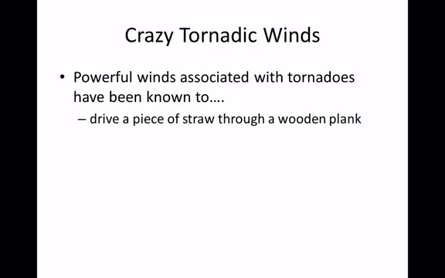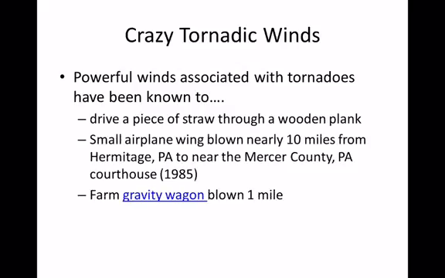Let's see. So, of course, you've heard about kind of those strange winds associated with a tornado. It's almost like they do magic. Like, for instance, they can take something weak like a piece of straw and drive it through a piece of wood, which otherwise would not happen. Like, oh my gosh. They can relocate things quite a distance. I had to look up what a gravity wagon is, so maybe you guys already know, but it's just like a little piece of farm equipment picked up and relocated a mile down the road.